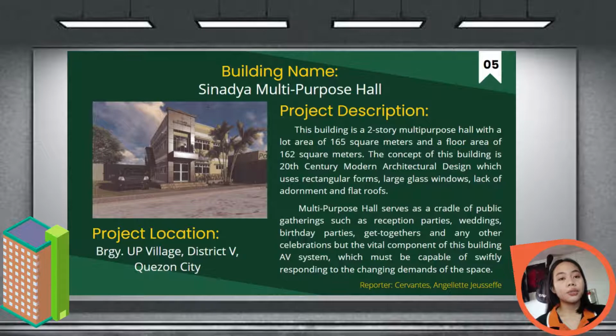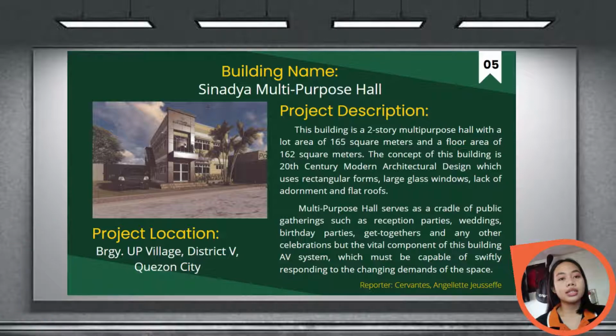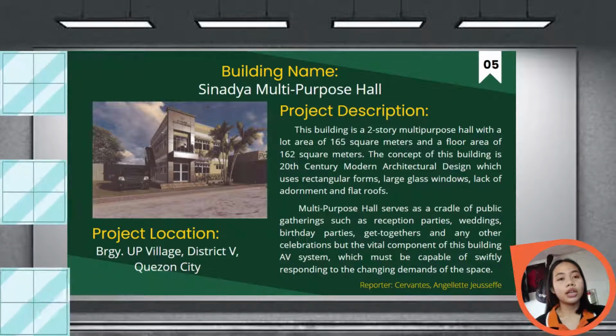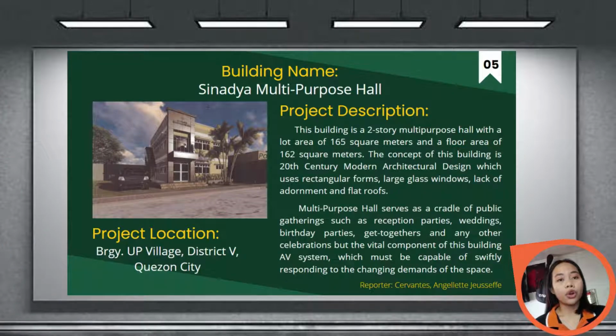For the project description, this building is a two-story multipurpose hall with a lot area of 165 square meters. The concept of this building is 20th century modern architectural design which uses rectangular forms, large glass windows, lack of adornment, and flat roofs. This kind of architectural design focuses on the function of the structure.